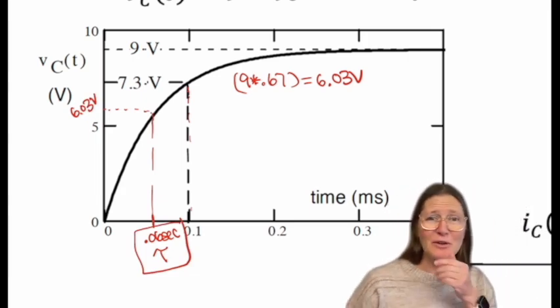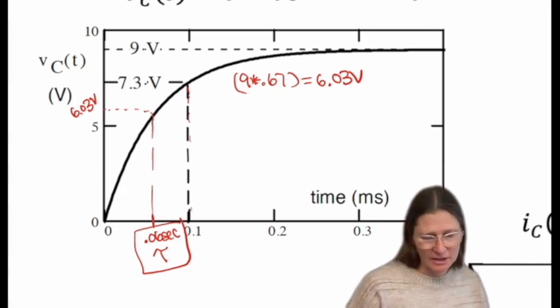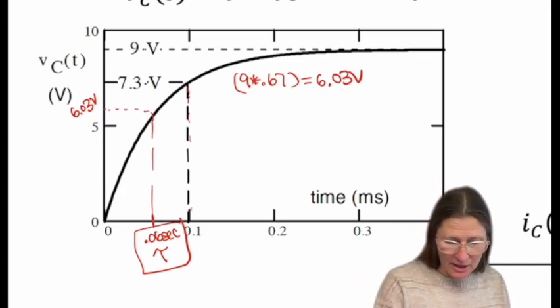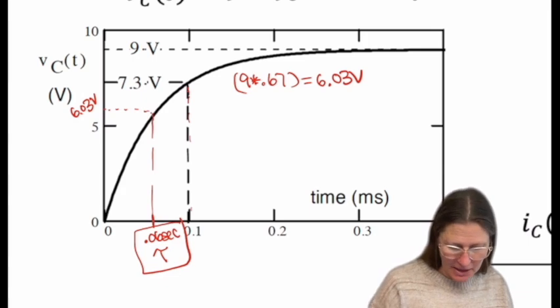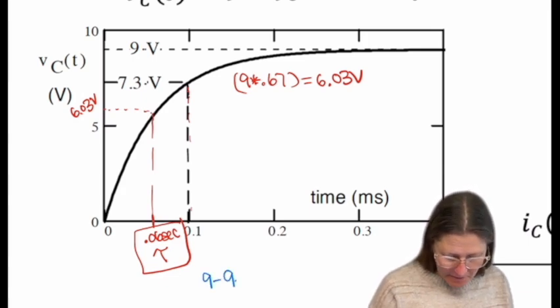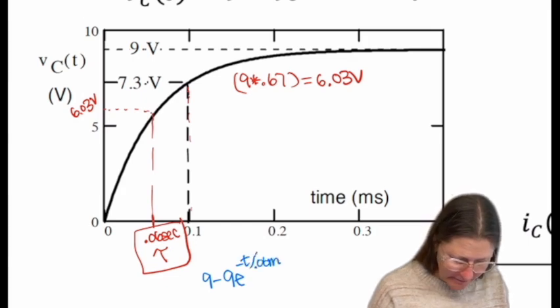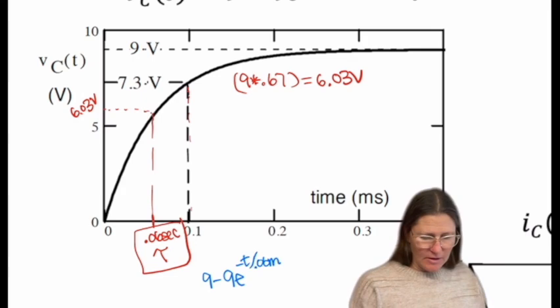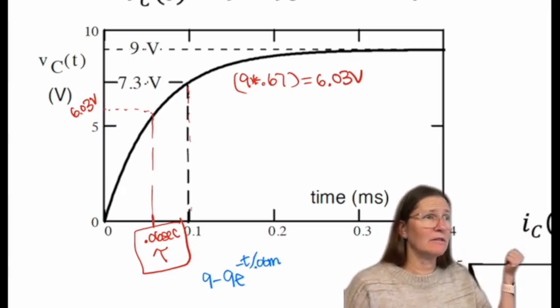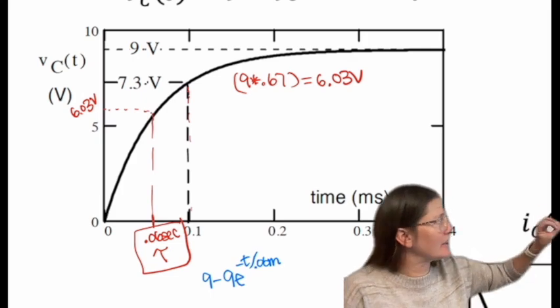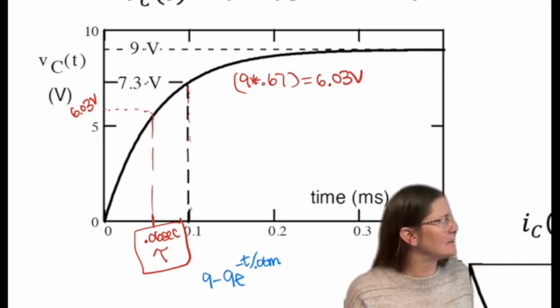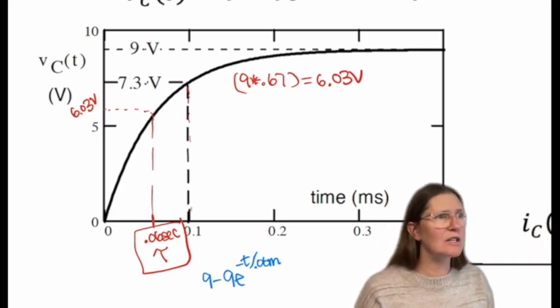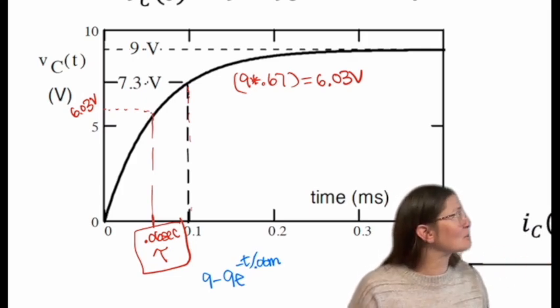And that matches. So looking at this graph, I can mathematically write this as 9 minus 9e to the minus t over 0.06 milli. And that would be the expression that's there. So this graph is of that 9 minus 9 e to the minus t over tau, in this case, at 67% of that.